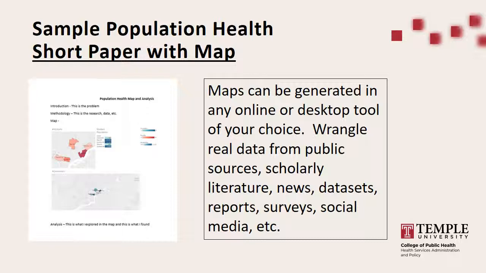This is a sample population health short paper with a map. In this example, I have a format here. You don't have to copy it exactly, but a short paper should have an introduction, explain your problem, tell me about the methodology, the data, create a map, do some analysis, and explain what you found. And maps can be generated in any online or desktop tool of your choice.